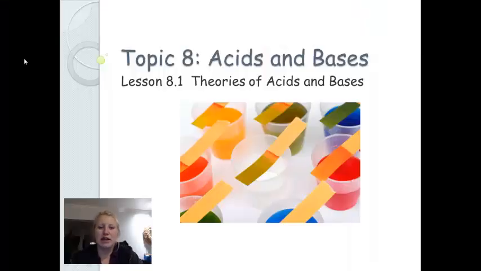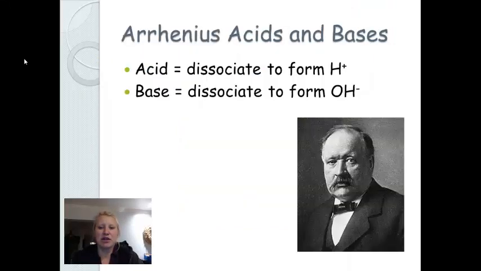This is lesson 8.1, Theories of Acids and Bases. So the first definition of an acid and base was coined by Arrhenius, who said that an Arrhenius acid dissociates to form H+ ions, and an Arrhenius base dissociates to form OH- ions. Well, the problem with this definition is that it doesn't always fit all compounds.